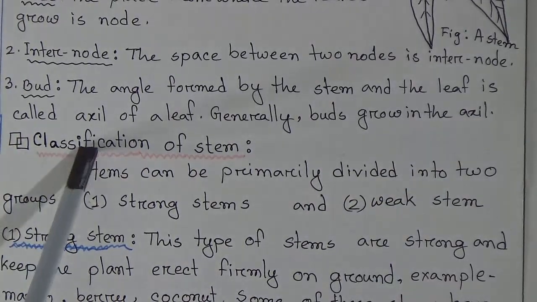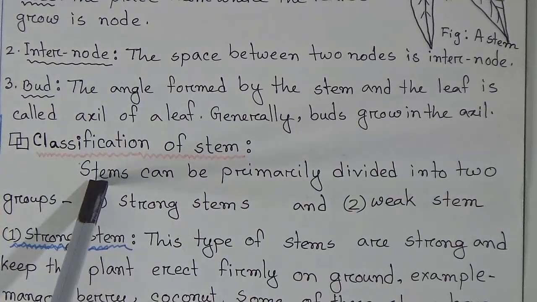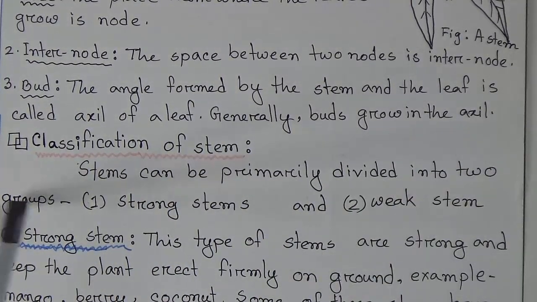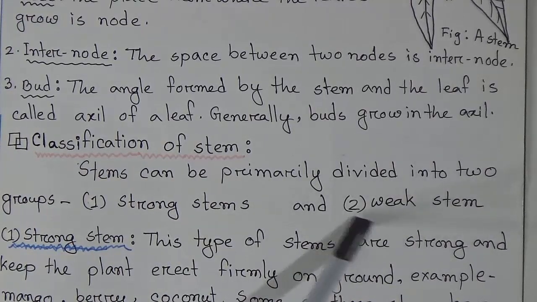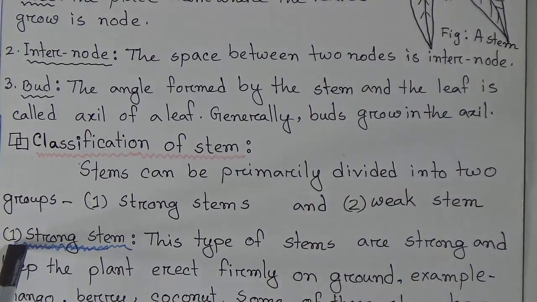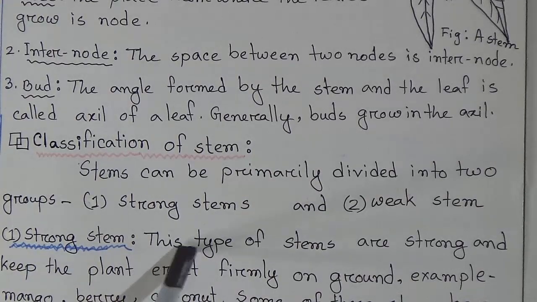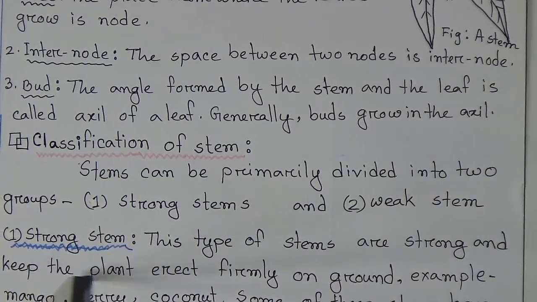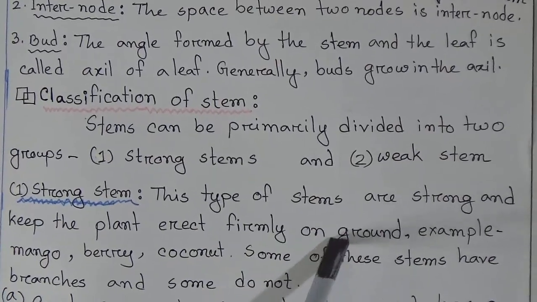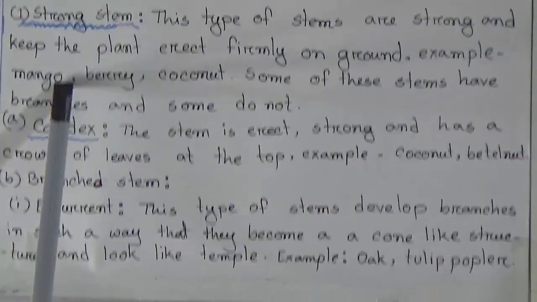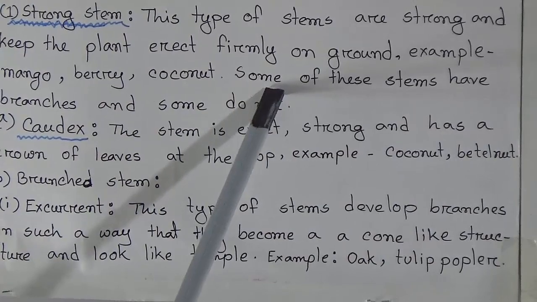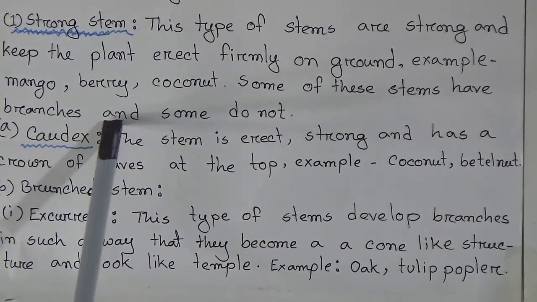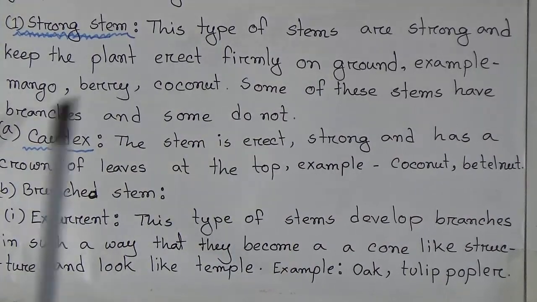Now come to the classification of stem. Stems can be primarily divided into two groups, strong stem and weak stem. Now, strong stem. This type of stem is strong and keeps the plant erect firmly on the ground. Examples: mango, berry, coconut. Some of these stems have branches and some do not.